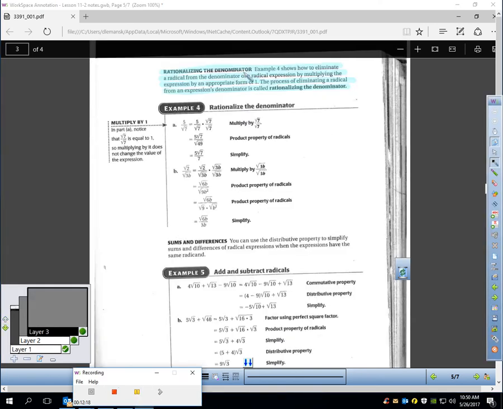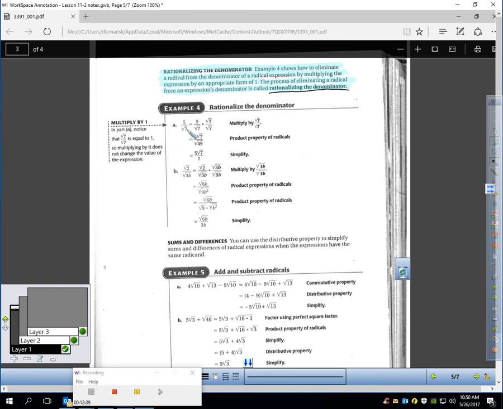Rationalizing the denominator. The example below shows how to eliminate a radical from the denominator of a radical expression by multiplying the expression by an appropriate form of 1. I'll explain that in a minute. The process of eliminating a radical from an expression's denominator is called rationalizing the denominator. So this is the process that you use to get rid of radicals in the denominator.